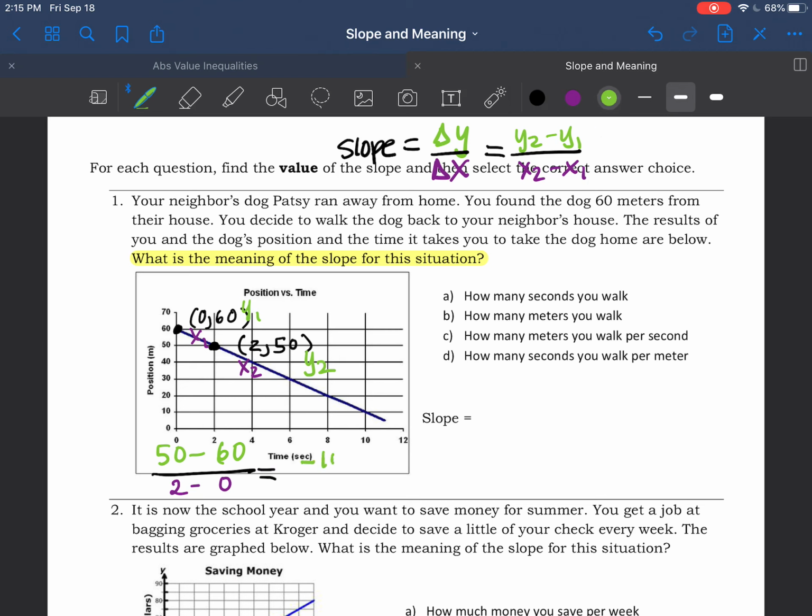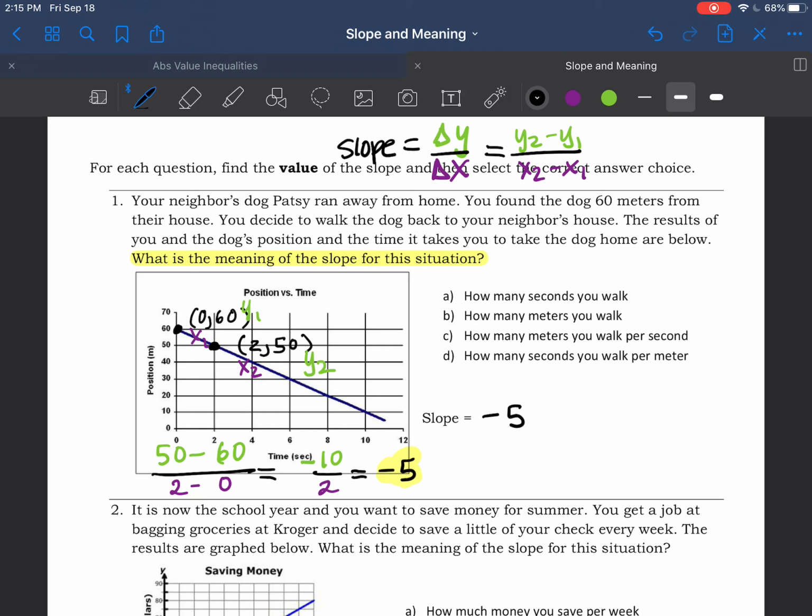gives me a negative 10 on top and a 2 on bottom, which gives me negative 5. Okay, so the slope, the value is negative 5.